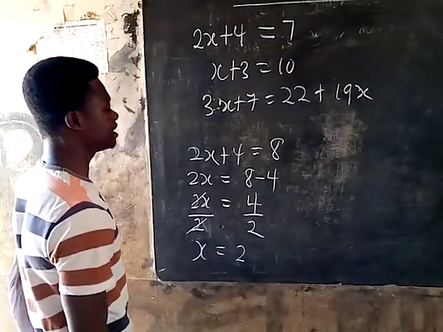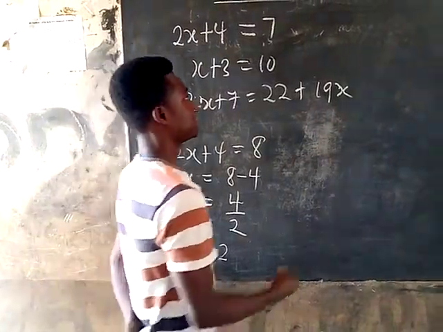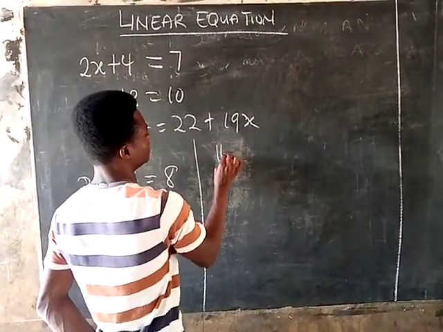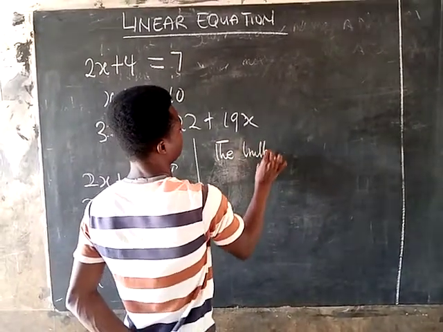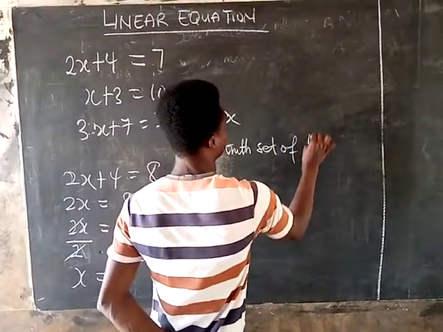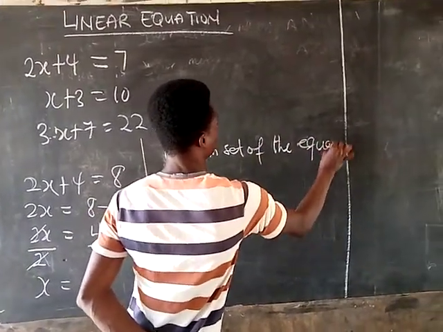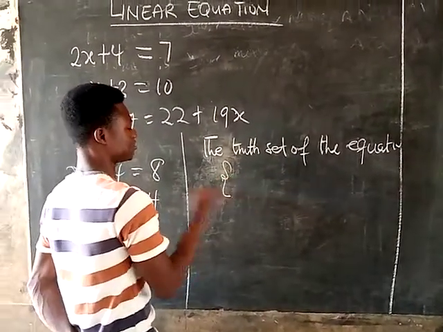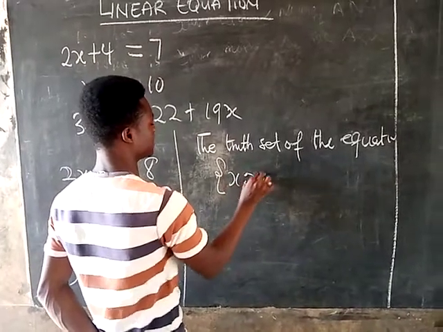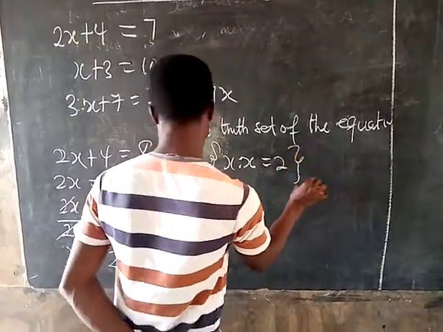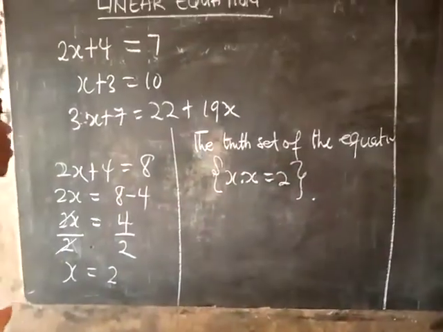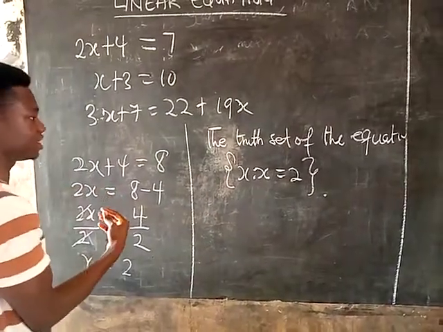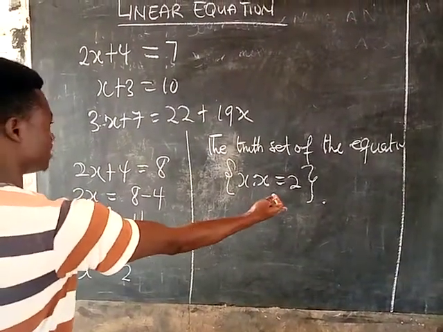So we're talking about finding the truth set. The truth set of the equation can be written in brackets as x such that x is equal to 2. This is a truth set. How? Because we want to know that a value of x, when you put it in the equation, will satisfy the equation. Let's try and prove this using the truth set here.